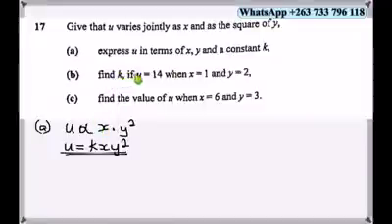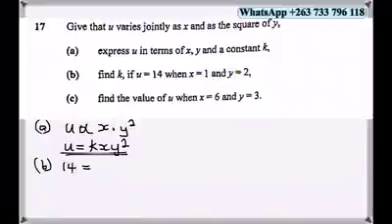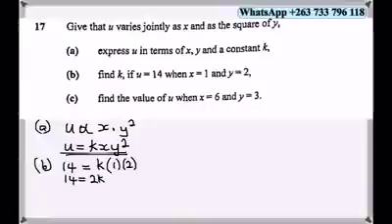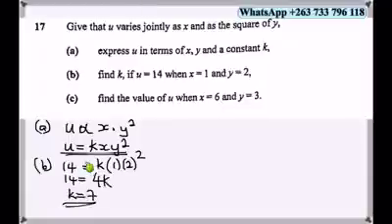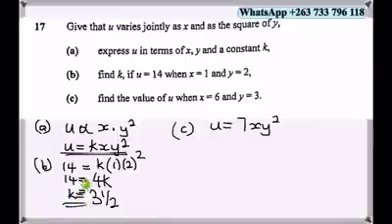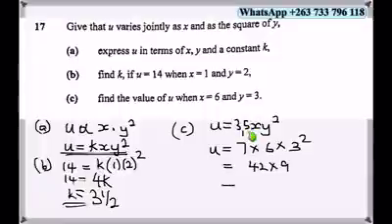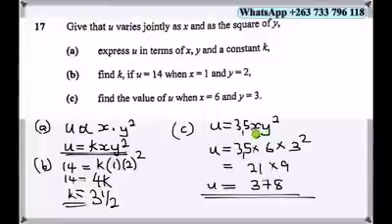Then find k if u is equal to 14 when x is equal to 1 and y is equal to 2. So we are substituting to find the value of k. So u was 14, k is a constant, then x was 1, then y is 2. So here it's supposed to be 2 squared. So this will be 14 is equal to 4k. Divide by 4 on both sides, 14 divided by 4 is 3.5. So this will be the value of k. Our relationship is now u is equal to 3.5xy squared. So this will be the new relationship.